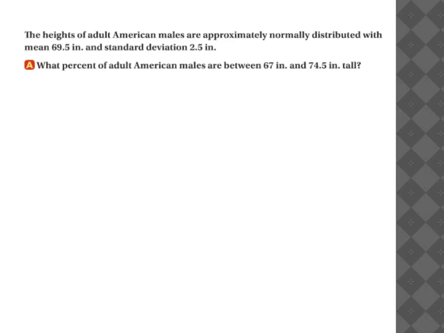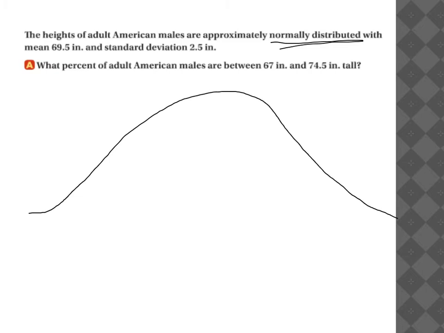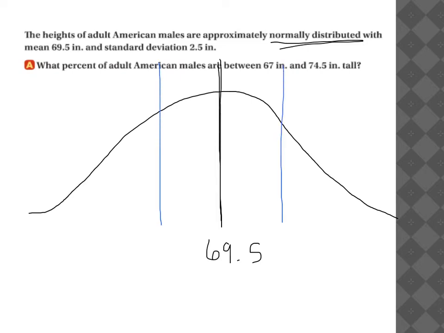My next problem says the heights of adult American males are approximately normally distributed with a mean of 69.5 and a standard deviation of 2.5. Now, before I even get into the problem, I'm first going to draw a bell curve. So I'm going to draw my bell curve right here. Again, with normal distribution, the percentages are always the same. So right here, this is going to be my mean, and I'm going to label that 69.5 because that's given. Now, within 34% on each side, so I'm going to draw two sections on both sides. This is 34% of the data, and this is 34% of the data, within 1 standard deviation.